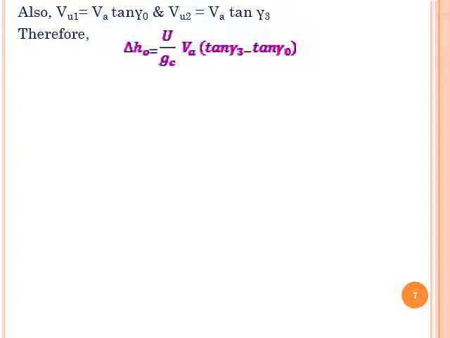See here, V of U1 is equal to V of a tan gamma naught, and V of U2 is equal to V of a tan gamma 3. Now substitute these values in the total enthalpy change expression. V of A is common, so tan gamma 3 and tan gamma naught remain inside the bracket. Correct. The total enthalpy change is equal to U by Gc, V of A into tan gamma 3 minus tan gamma naught.